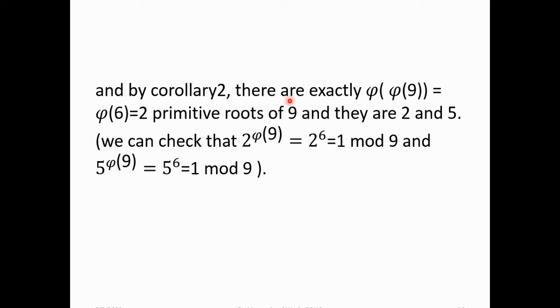And by corollary 2, there are exactly phi of phi 9 primitive roots. So phi 9 is 6, and phi 6 is 2. That means there are two primitive roots of 9, and those two primitive roots are 2 and 5. We can check that 2 and 5 both have order phi 9. 2 to the power phi 9 is 2 to the power 6, which is 1 mod 9, and 5 to the power phi 9 is 5 to the power 6, which is again 1 mod 9. So there are two primitive roots of 9, 2 and 5.